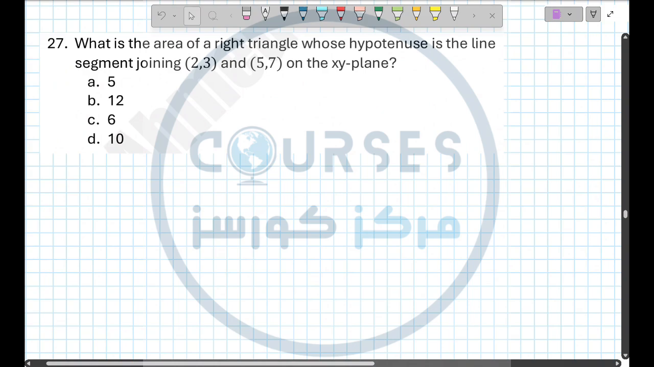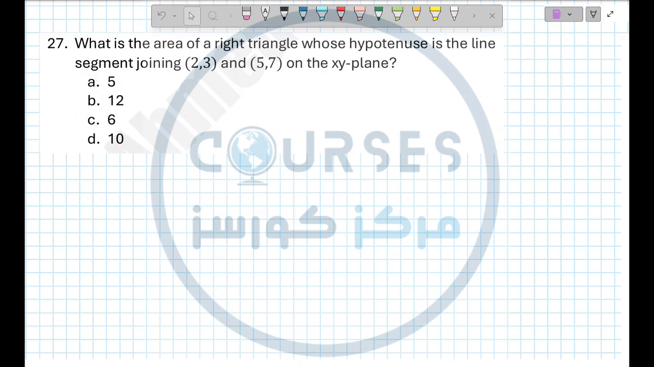Okay, this question is similar but it's a little bit tricky. What is the area of a right triangle whose hypotenuse is the line segment joining 2 and 3 and 5 and 7? So it's the same numbers, but it's not the same question. Actually, in this question, we need to graph. So let's make our axes.